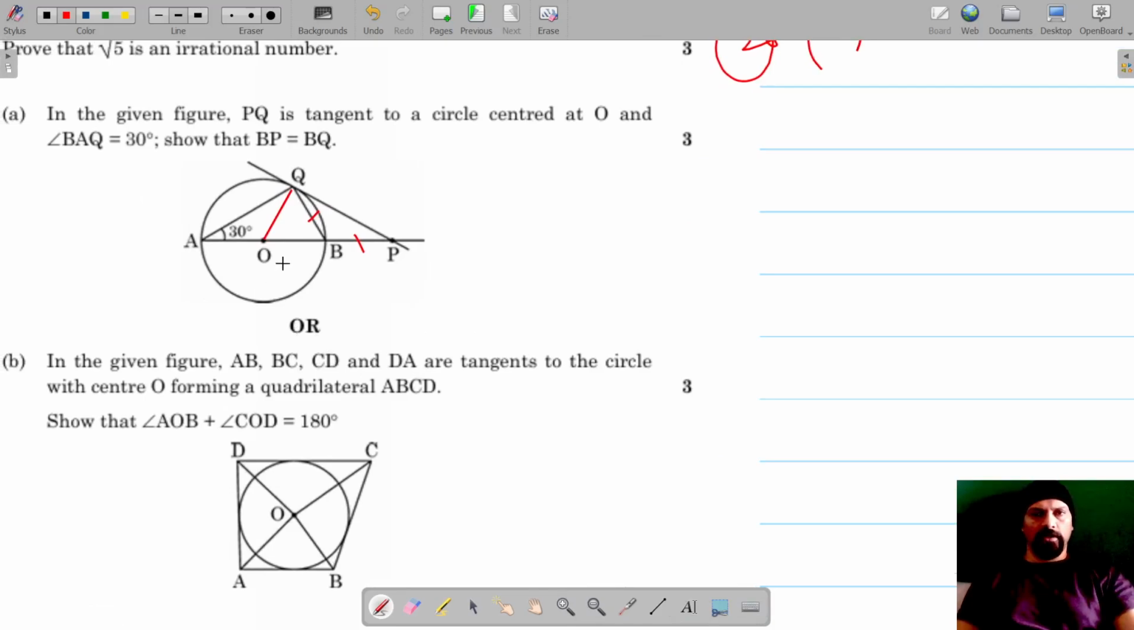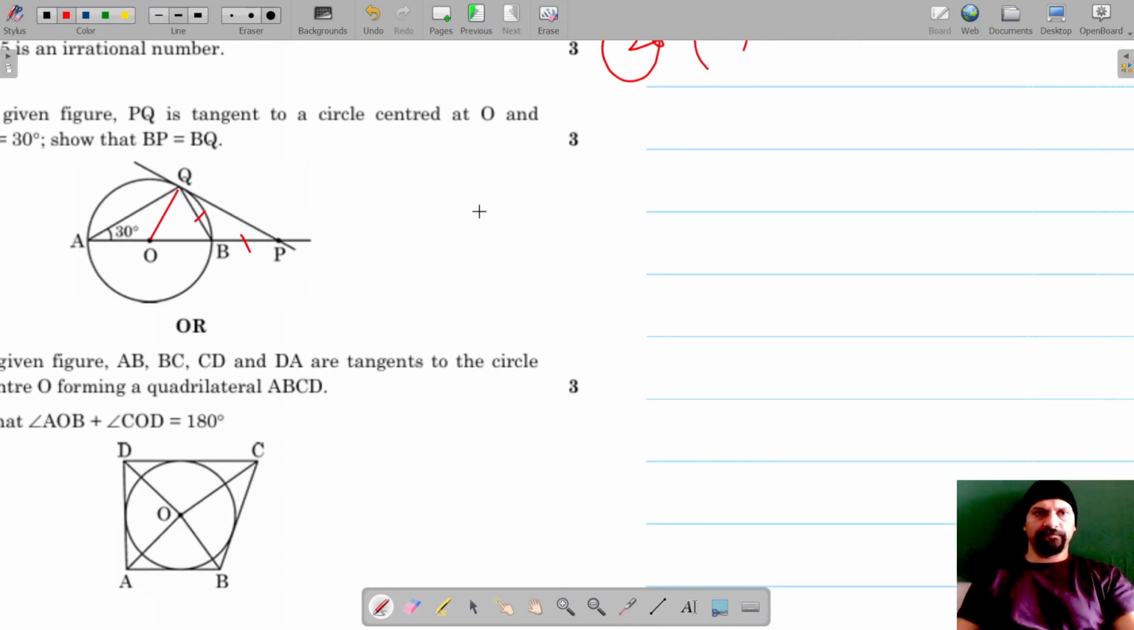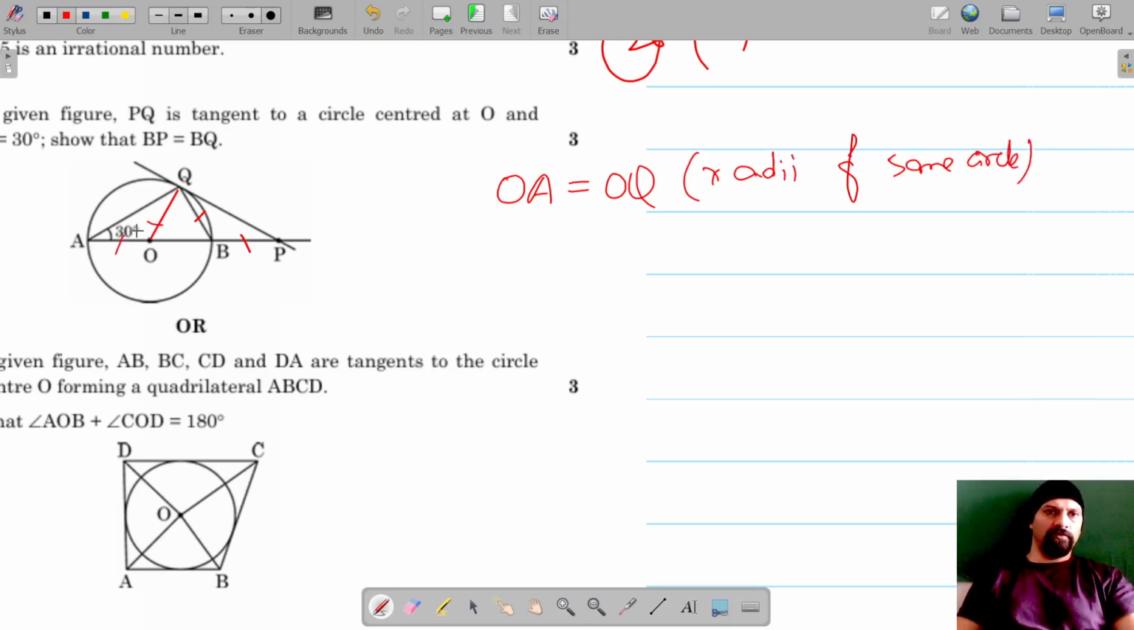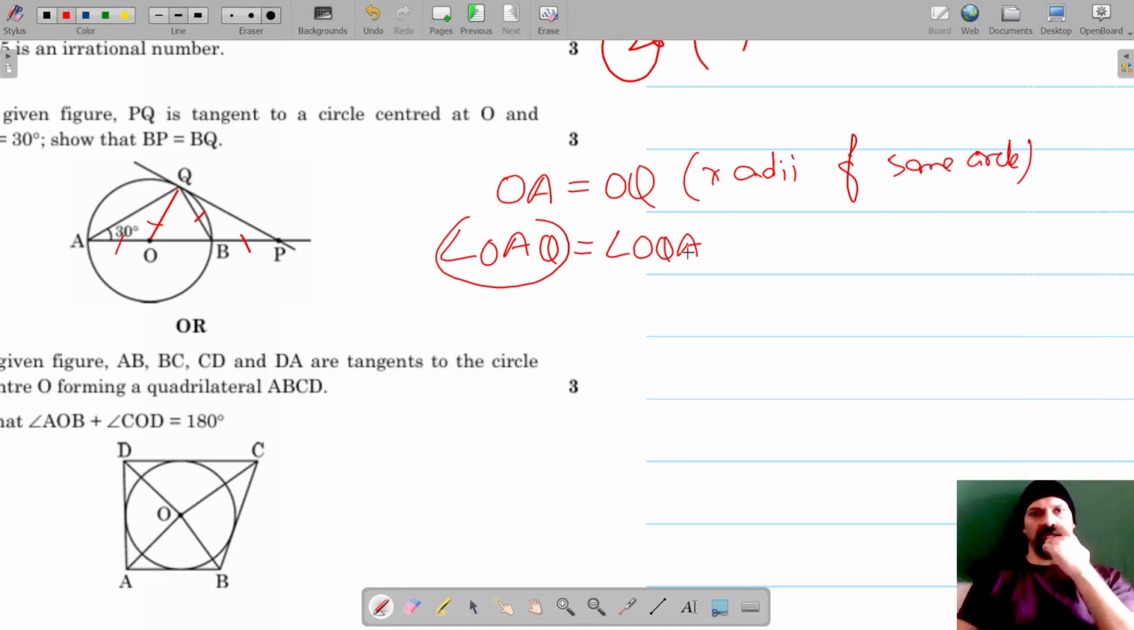Okay. Now OA is equal to OQ, and this is because these are the radii of the same circle. So if OA is equal to OQ, that means angles opposite to them are equal. So angle OAQ is equal to angle OQA. They both are equal, and it's given that OAQ is 30 degrees. So this means angle OQA is 30 degrees. So this angle is 30 degrees.